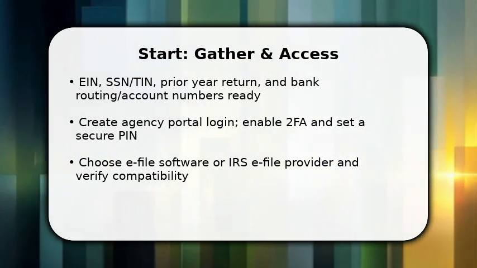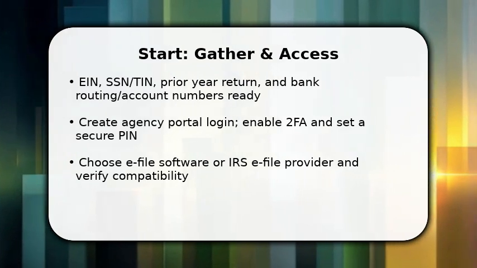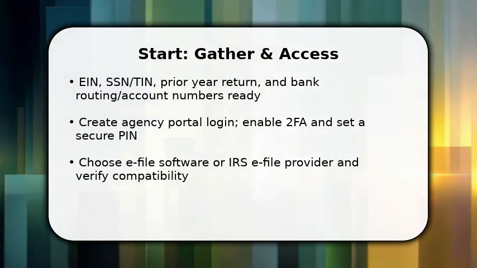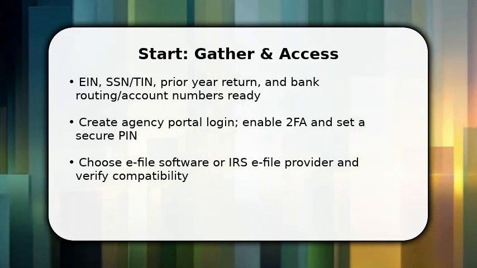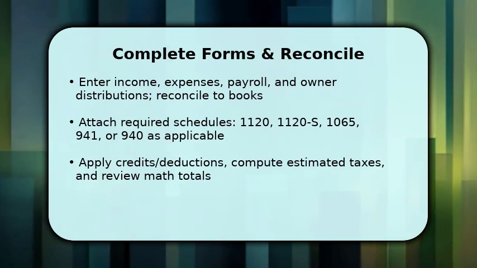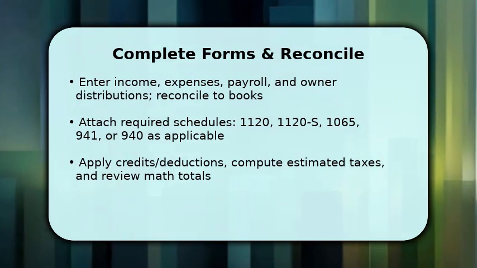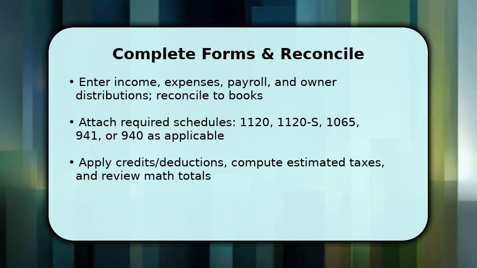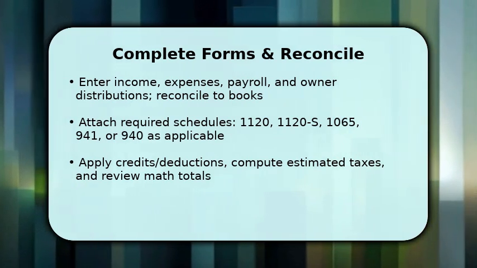Make sure bank routing and account numbers are correct for direct debit or refund deposit. This speeds processing and avoids payment failures. You now populate the core forms line by line, matching income and expense figures to your accounting records so totals reconcile. This prevents automated rejects.